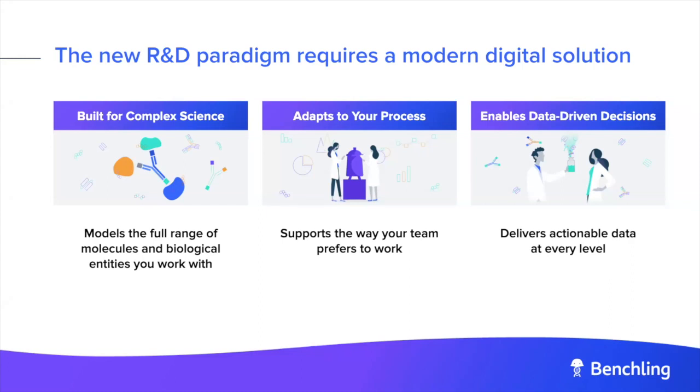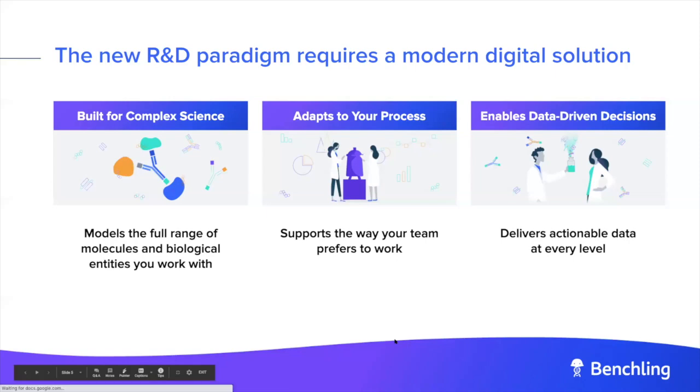Two, the solution needs to be able to adapt to your processes. It has to be able to support all of the different processes and workflows that your team performs today and let you easily iterate and scale your operations while also being flexible enough to adapt as your R&D processes evolve over time. And three, it needs to enable key decision-making. It has to empower users with data at every single level, giving scientists additional insights about their experiments and team leaders additional data on their programs so that both can make the most informed scientific and operational decisions.